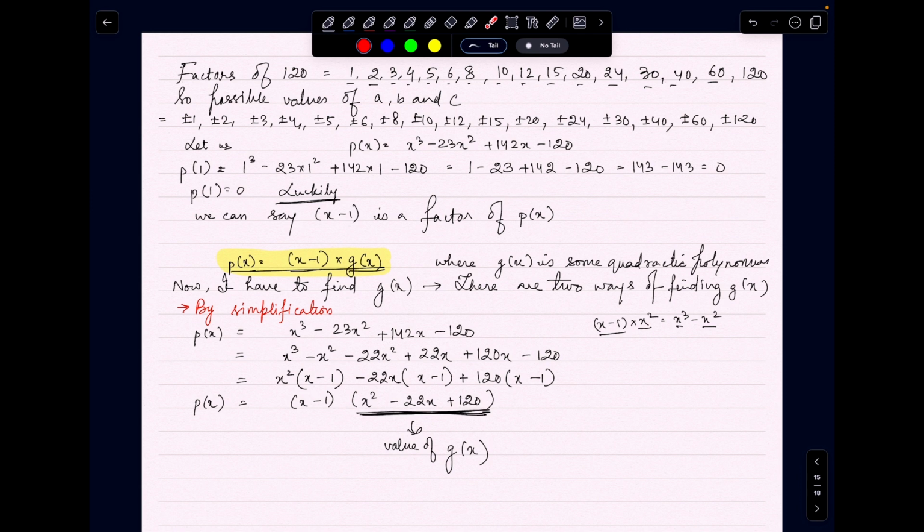So since x minus 1 is a factor, we can write p of x equals x minus 1 into g of x. This is because x minus 1 is a factor. Now we have to find g of x. How are we going to find g of x? There are two ways.